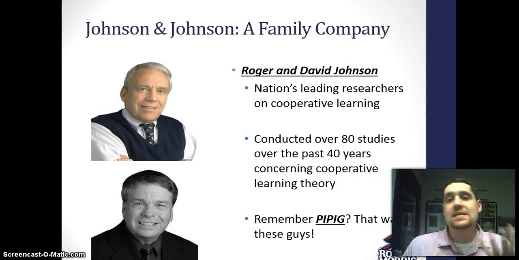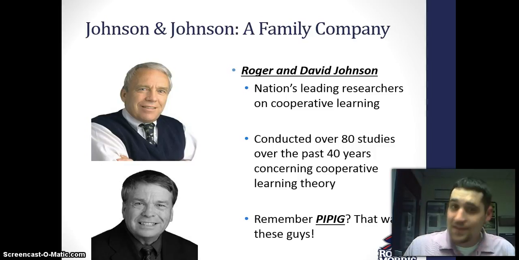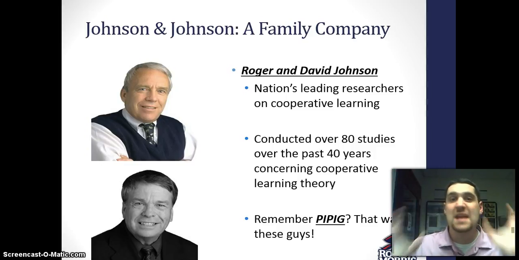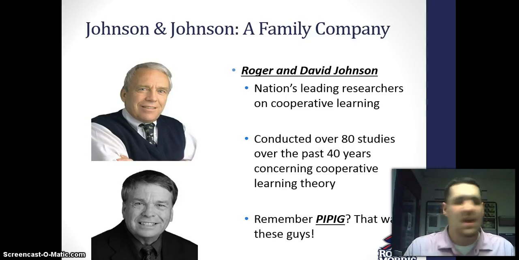Also, it bred into the 1970s with Johnson & Johnson, and yes, that is a family company. Roger and David Johnson, they were the nation's leading researchers on cooperative learning. They are the ones that created PIPIG. They're the ones that developed these based off of 40 years worth of research. They've conducted over 80 studies on how cooperative learning has been an effective model for students to be able to learn off of each other. So they are the ones that were the innovators on this. So for learning objective 2, hopefully we remember that John Dewey was the foundation of this learning theory, and then Johnson & Johnson really propelled it to where it is today.